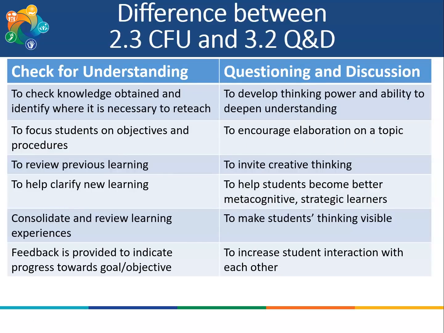Questioning and discussion is used to develop student thinking power and deepen their understanding. It's used to encourage elaboration on a topic and to invite creative thinking. Questioning and discussion help students become better metacognitive strategic learners, make students' thinking visible, and increase student interaction with each other. Checks for understanding and questioning and discussion are not sequential. In fact, they often go hand in hand, with checks for understanding leading to deeper questioning and discussion.